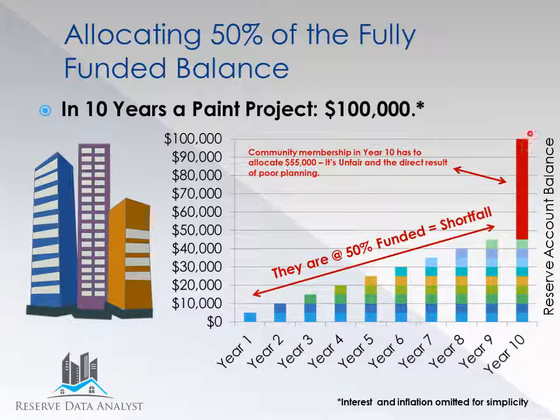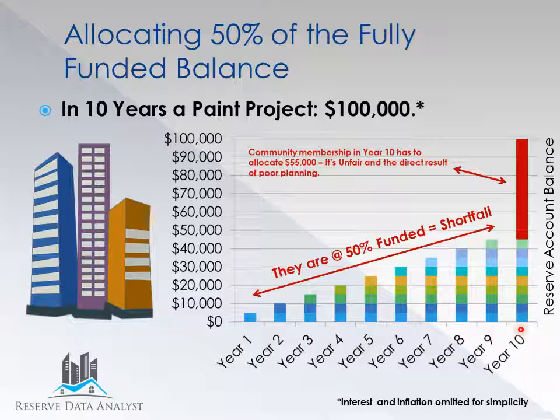The fully funded balance at the end of year 10 is $100,000. They only have 40 or 45,000, depending on how you want to cut this off here. Essentially, the community members in year 10 are having to make up for that deficit or that shortfall in the reserve account. And that's something we want to prevent.